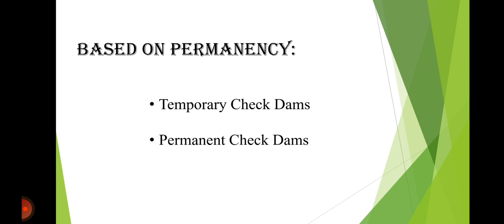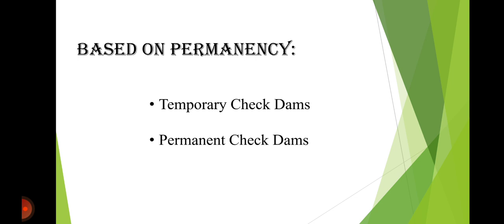Loose stone check dam is constructed using locally available stones placed across the gully. It is simple and economical. It is suitable for small and moderately flowing gullies. It allows some water to pass through the spaces between the stones. So, log check dam is constructed using wooden logs or poles.